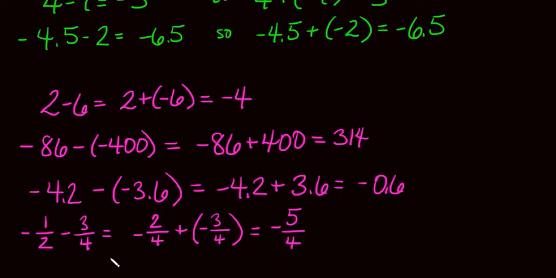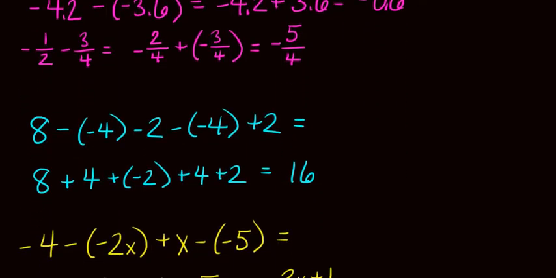Here's one that looks scary just because it's a fraction, but we're going to treat it just the same. Negative 1/2 take away 3/4. Now I decided that I need a common denominator here, so I changed 1/2 to 2/4. So negative 2/4 plus the opposite of 3/4, which is negative 3/4. Add that together, I get a negative 5/4. So write these down. Just think about them. We're going to practice them tomorrow together.